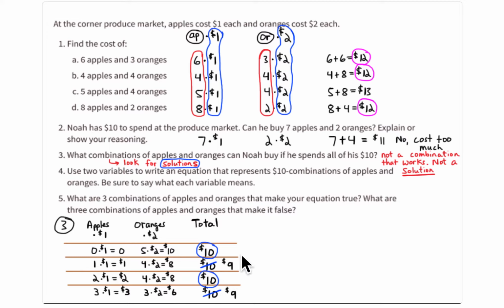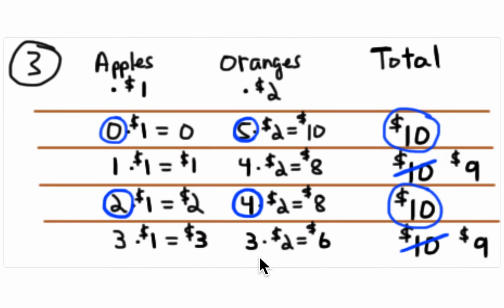Now something right away interesting pops out. So if I purchase 0 apples, I can buy 5 oranges. That's going to be spending my $10. And if I buy 2 apples, that's going to cost me $2. That means I have $8 left, so I can buy 4 oranges with that $8. So 4 times $2 is the 8. 8 plus 2 is the $10.